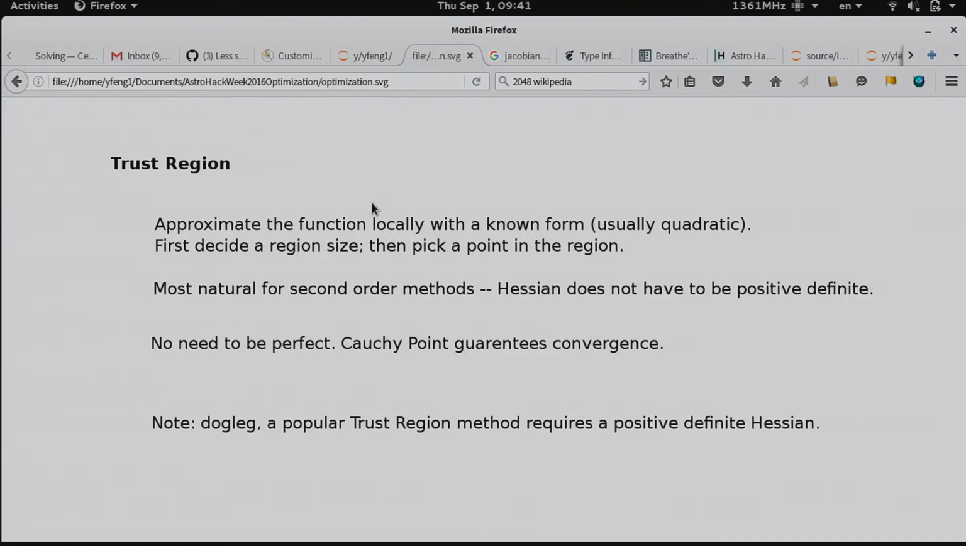So, similar idea to line search, the minimum we find doesn't have to be the perfect minimum. There is a special point called a Cauchy point. As long as the point we propose performs better than the Cauchy point, the algorithm will converge. And there is one thing about the Cauchy point, though. It's not a particularly good point. You know, the name is Cauchy. Right? It's not particularly good.